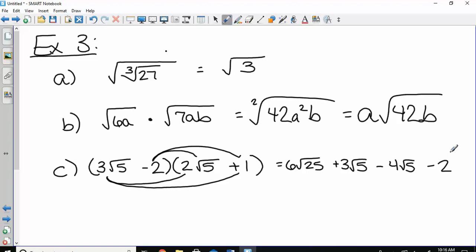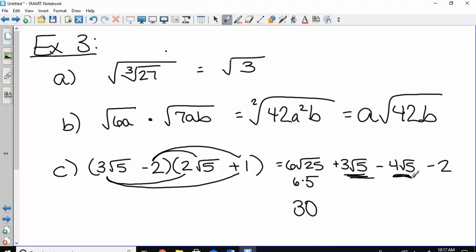In order to add or subtract radicals, it has to be the same thing under the radical. They have to be like terms, just like if you want to add x squared, it has to have another x squared term to put it together. What do you notice about 6 square root of 25? Yeah. Square root of 25 is 5, so that's 6 times 5, so that's a 30.